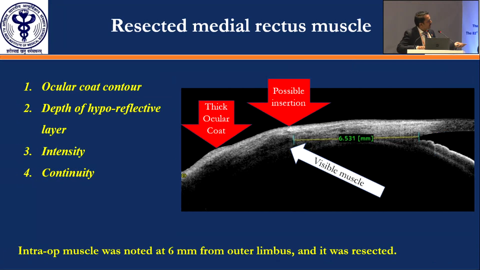Again, this is the medial rectus muscle. You can see, as I said, the ocular coat contour is disturbed, it is bumpy. That indicates that it was probably an operated eye. That is the first factor.